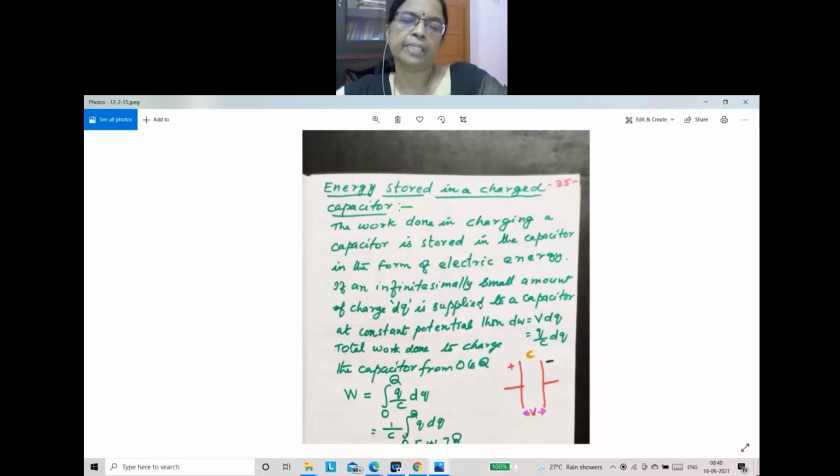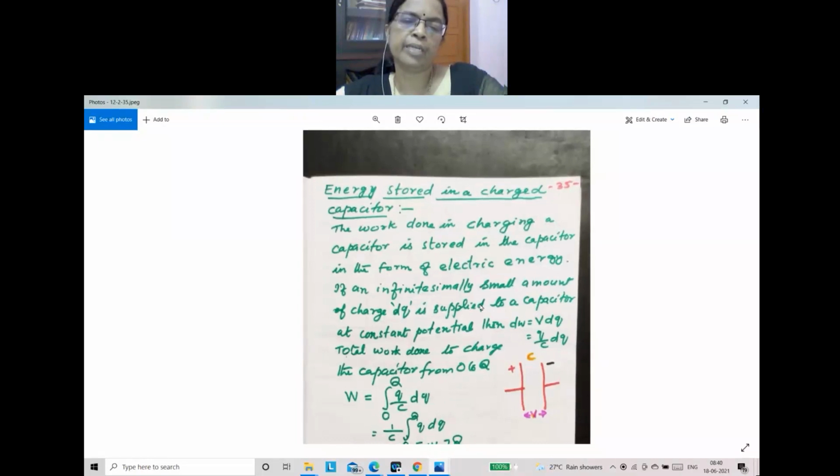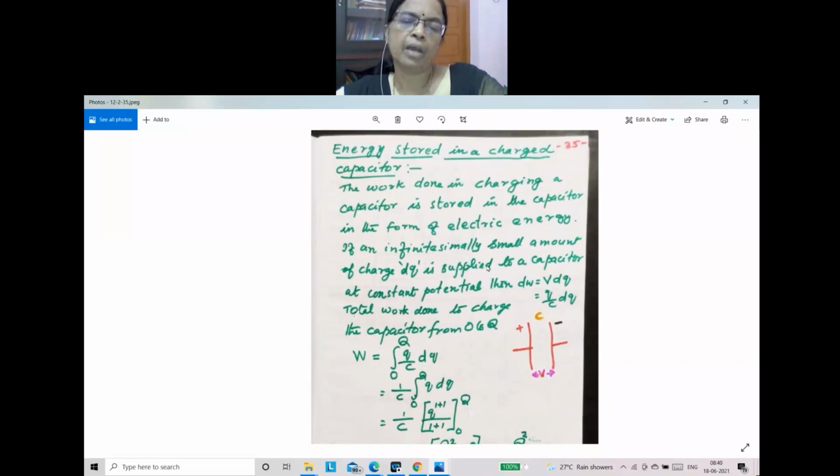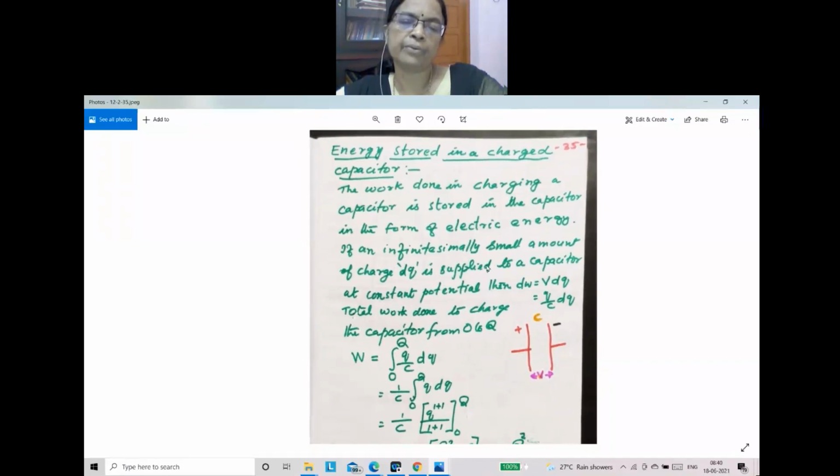Q raised to... 1 by 1 plus 1 by 1 plus 1. That is the next step. Next, the denominator 2 is taken outside.